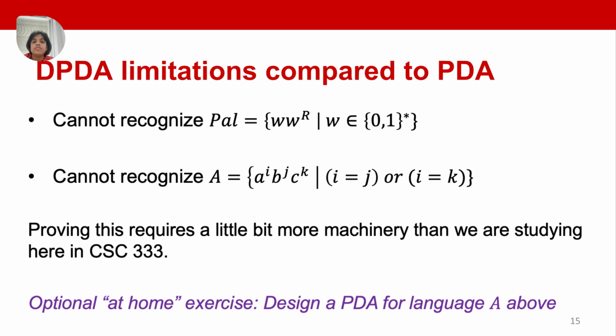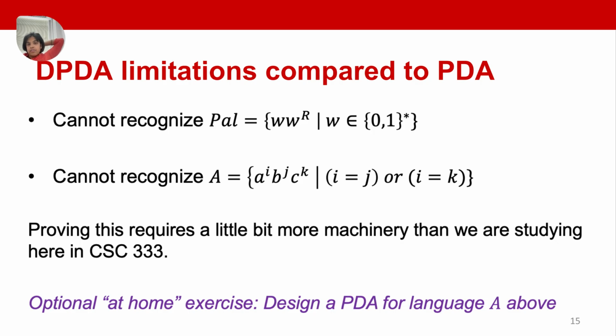You know that you could do A to the I, B to the J, right? Because that's the same language that we've seen before with A to the N, B to the N. And we can do B to the J, C to the K, in the case where I is equal to K. But it turns out you'd have to make a guess at the beginning as to which one of those 2 things it's going to be.